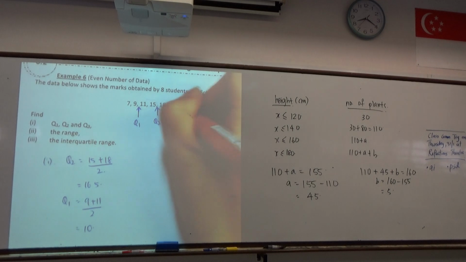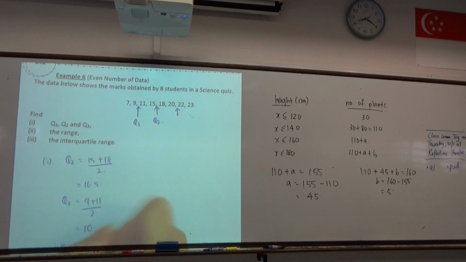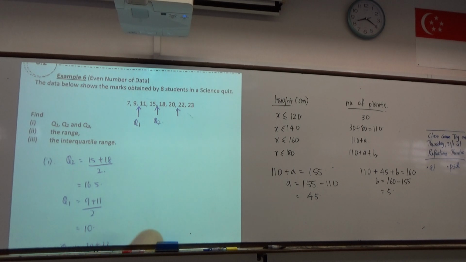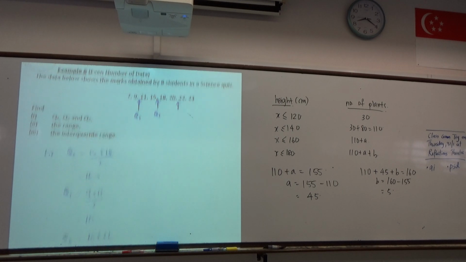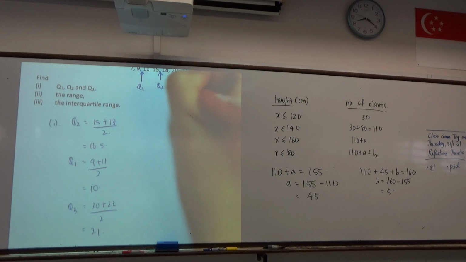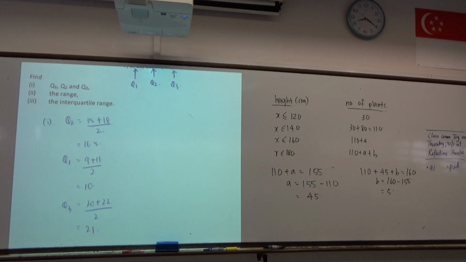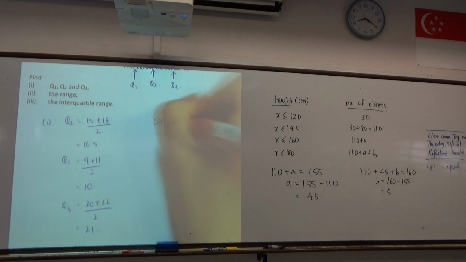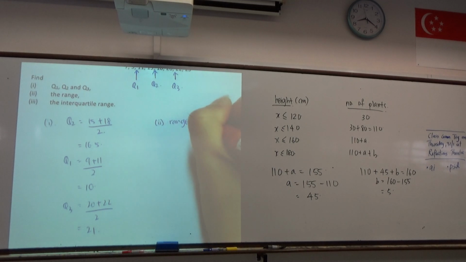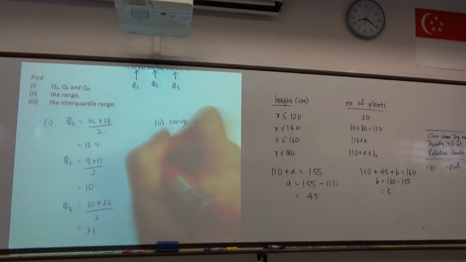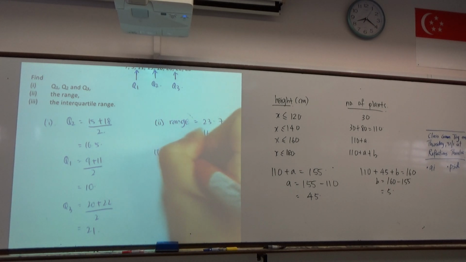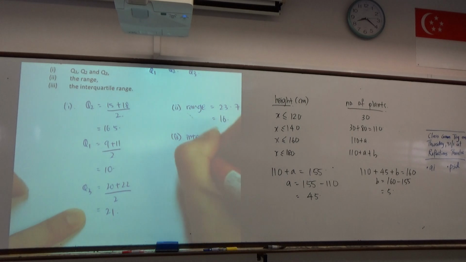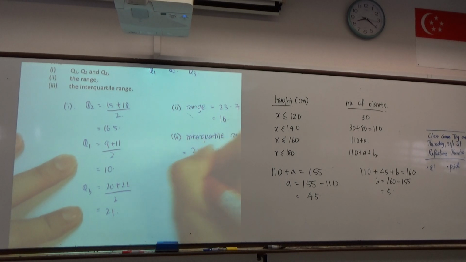Likewise for Q3, that will be 20 plus 22 divided by 2, so that will be 21. Part 2, finding the range, that will be 23 minus 7, which is 16. Part 3, the interquartile range. That will be equal to taking the third quartile 21 minus the lower quartile 10. So the answer is 11.